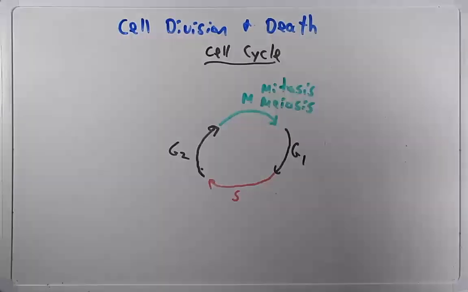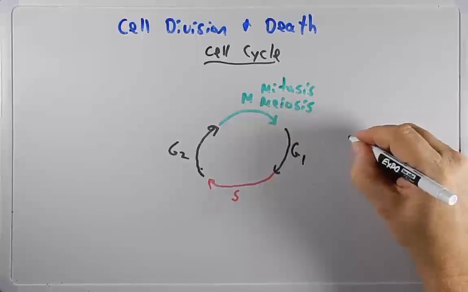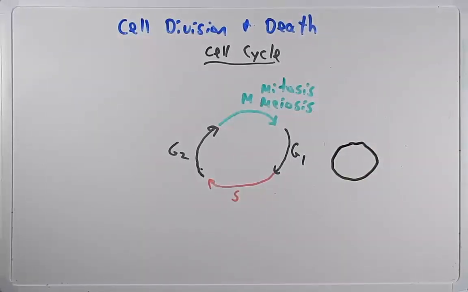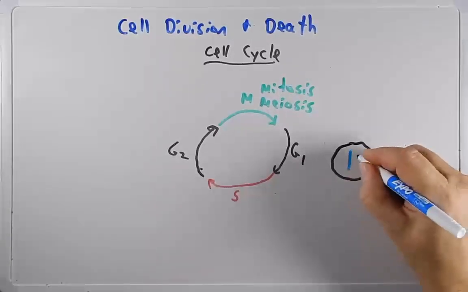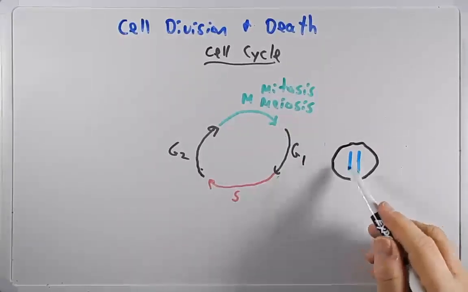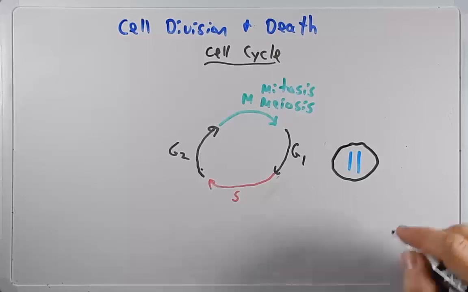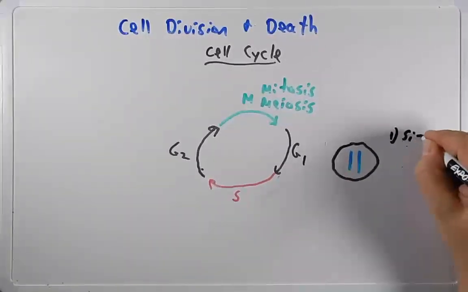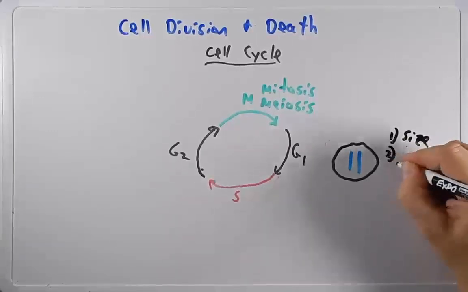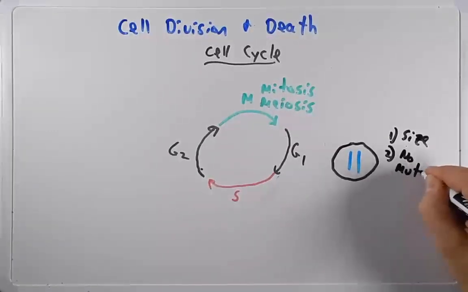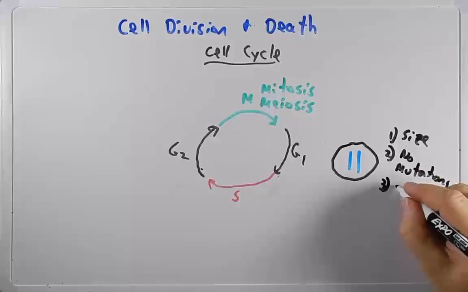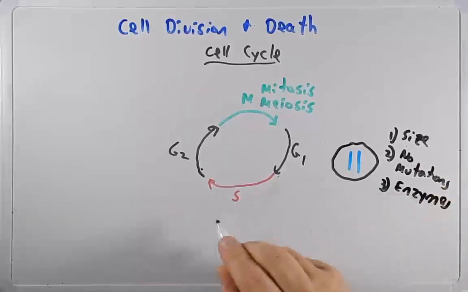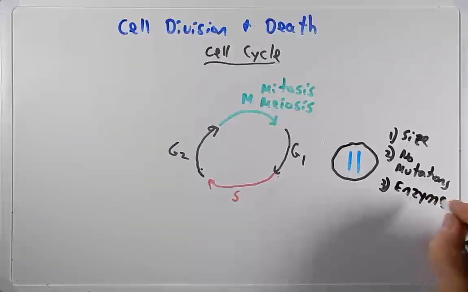Okay, so as we begin this discussion, what I'd like to do is take a single cell through this cell cycle. And I'm just going to draw one pair of chromosomes. Now this cell will go through G1. As it's in G1, it will check to make sure it's the correct size, no mutations, and the enzymes ready for S phase are available.